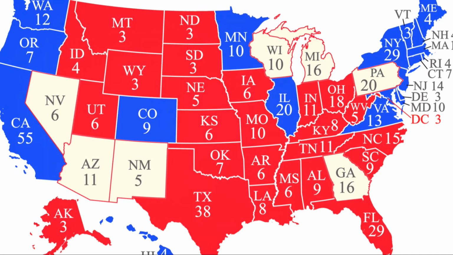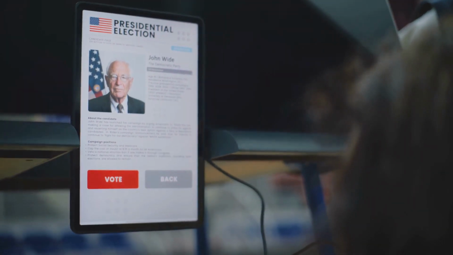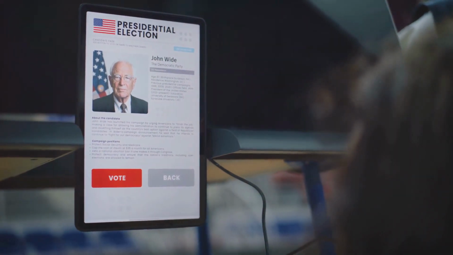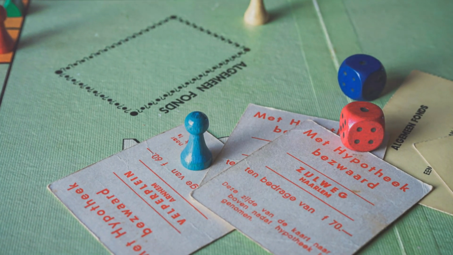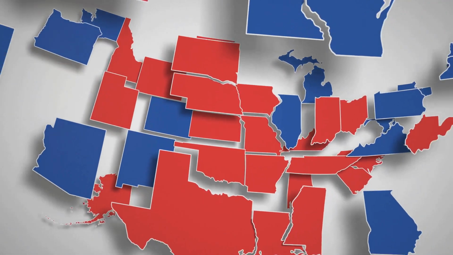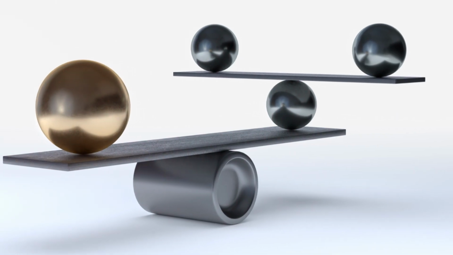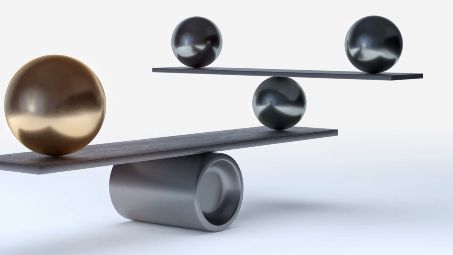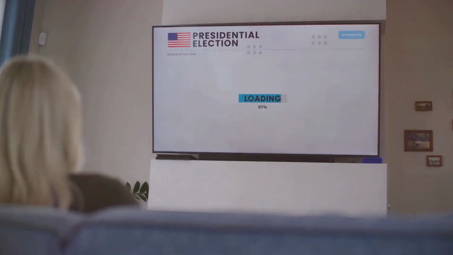In most states, it's a winner-take-all system. That means the candidate who wins the popular vote in a state usually gets all of that state's electoral votes. It's like winning all the points in a game, even if you only needed a few. This system makes some states more important than others. Candidates focus their campaigns on these key states. The Electoral College can shift the balance of power in unexpected ways. Presidential elections are like a game where the final score can change dramatically at the last minute.